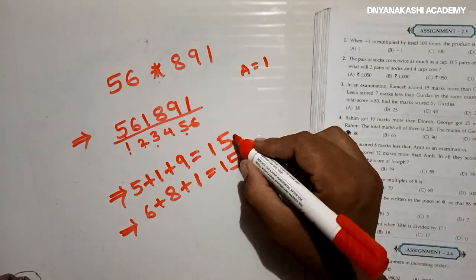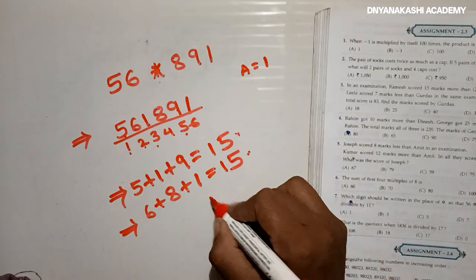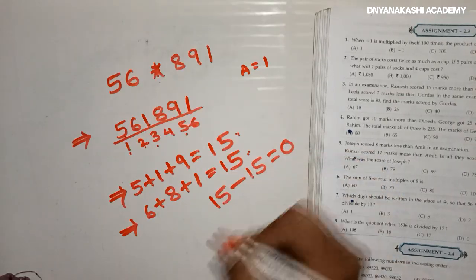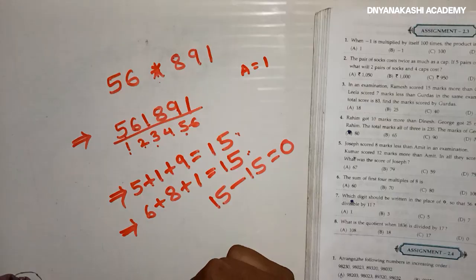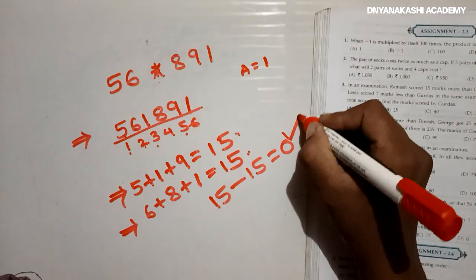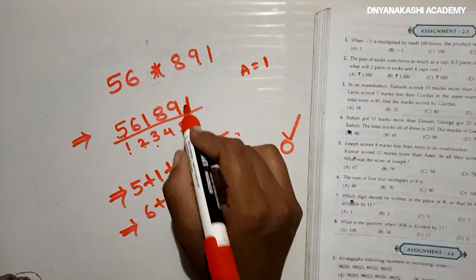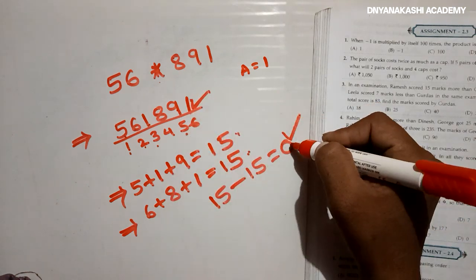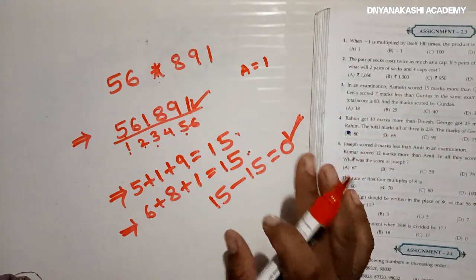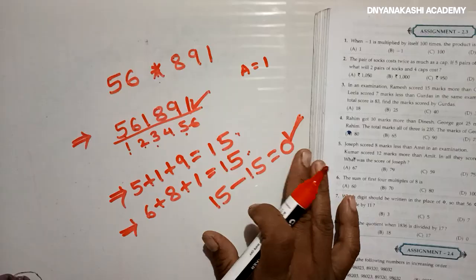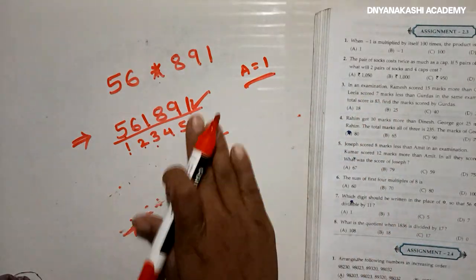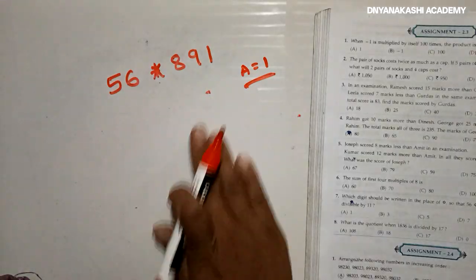And I do the subtraction of these two numbers. 15 minus 15, we get 0. Okay, if we get 0, this number is divisible by 11. Okay, this one is the correct answer here. Option A is correct here. I check with the other option.